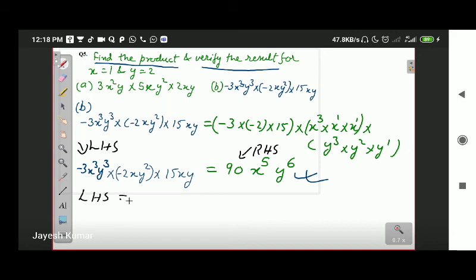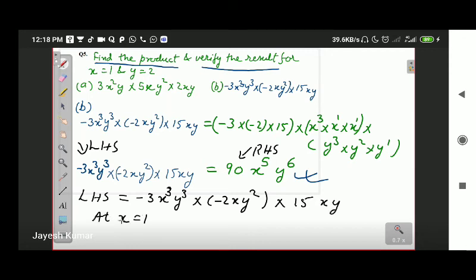LHS is minus 3x cube y cube into minus 2x y square into 15xy. Okay, now we have to put x equals 1. In place of x we are going to write 1, and y equals 2. In place of y we are going to write 2. So let's see what happens.